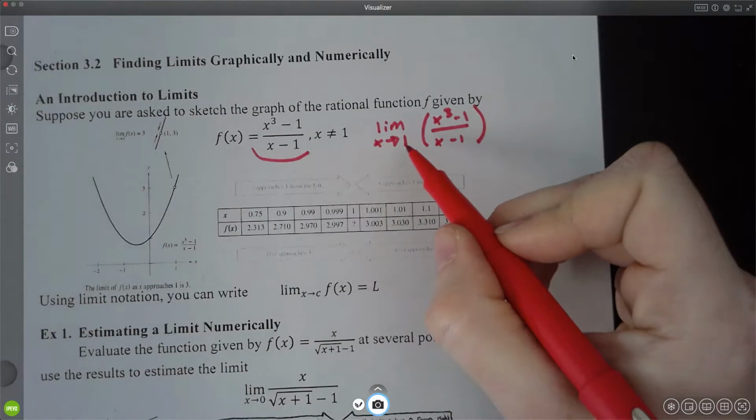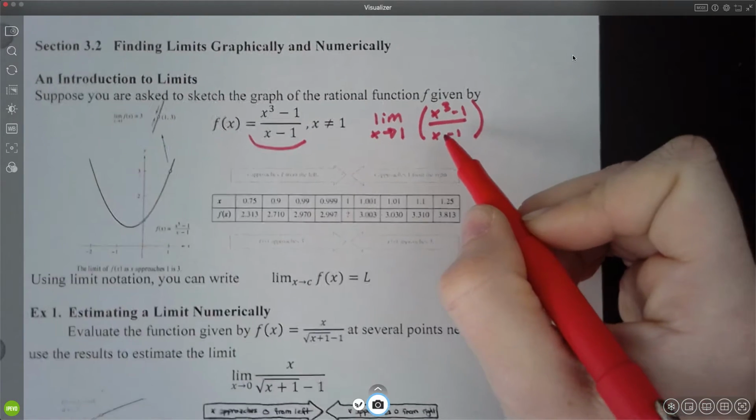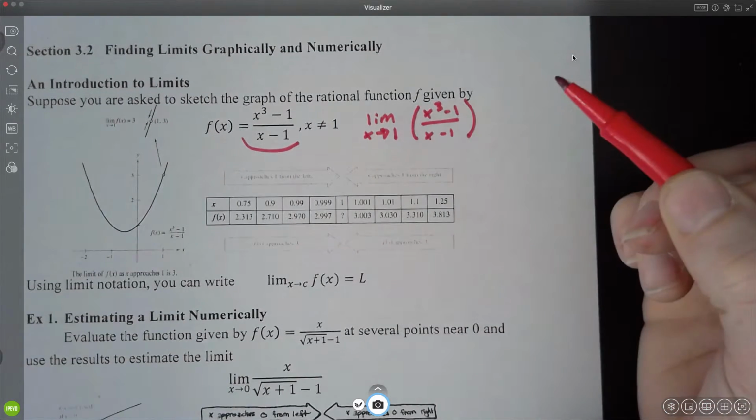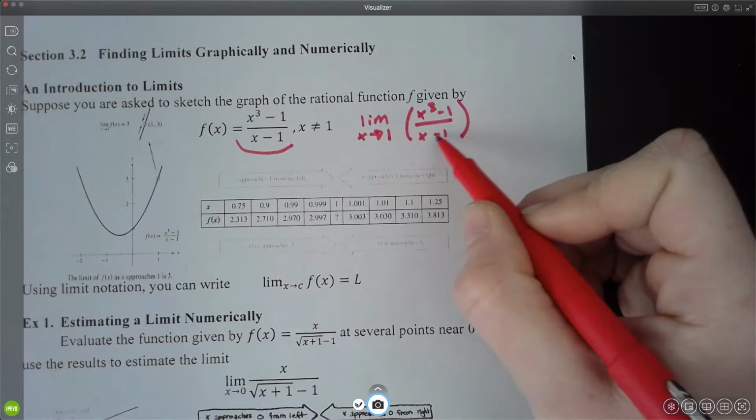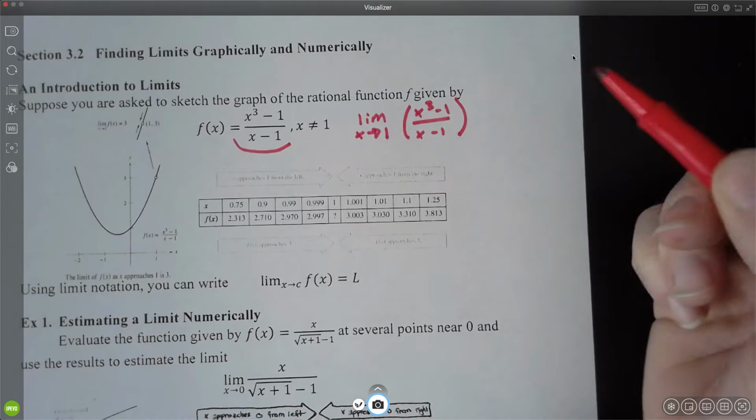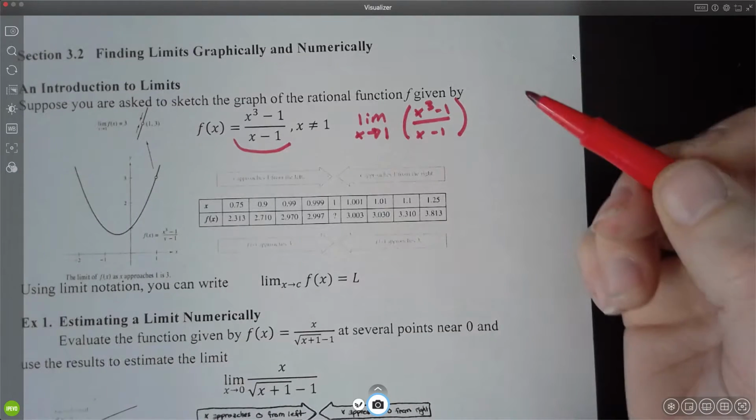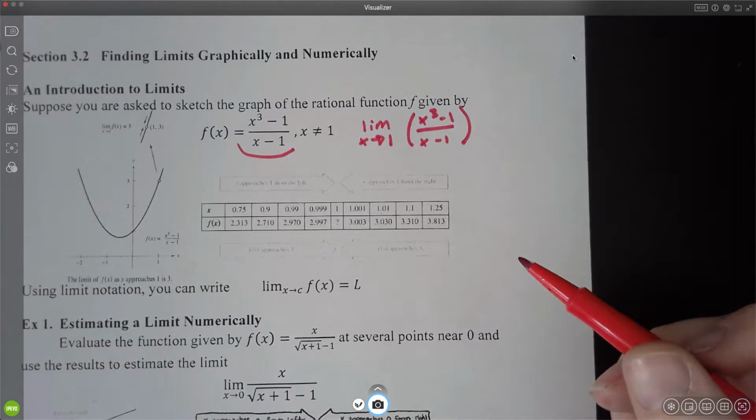And it would be really nice and easy if we could just plug 1 into this equation, evaluate it, and find the value, right? But I can't plug 1 in because 1 minus 1 will give me 0 on the bottom, and that's bad. So what I have to do is look at the behavior on either side of 1.